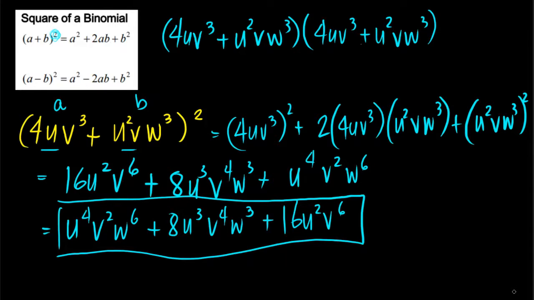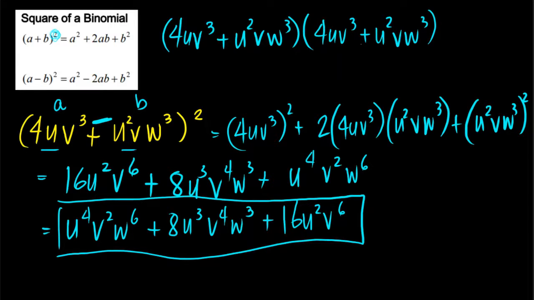In case that the sign is negative, let's say 4uv cubed minus u squared vw cubed, all of them squared, your sign is just negative. That's all. Then finish, you have your answer.